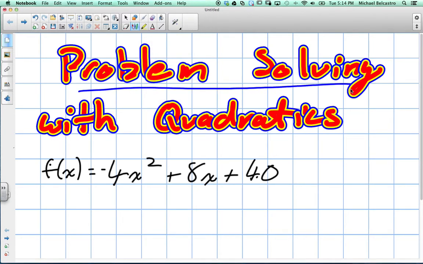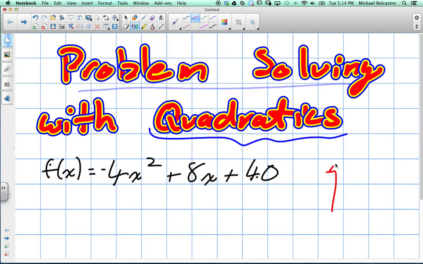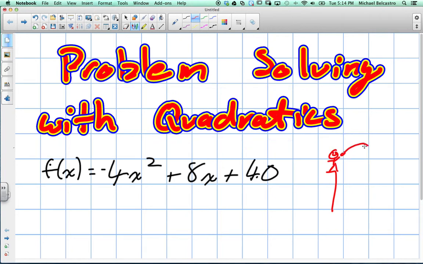Okay, so we're going to go over problem solving with quadratics. We'll just say that somebody's standing on a cliff and they've decided to throw a ball off the cliff. And the trajectory of the ball is modeled by this equation here.